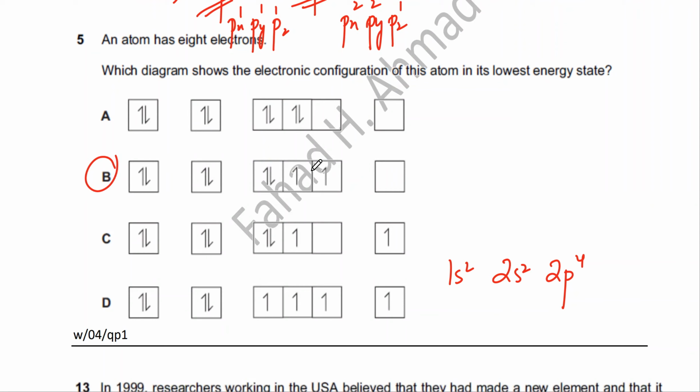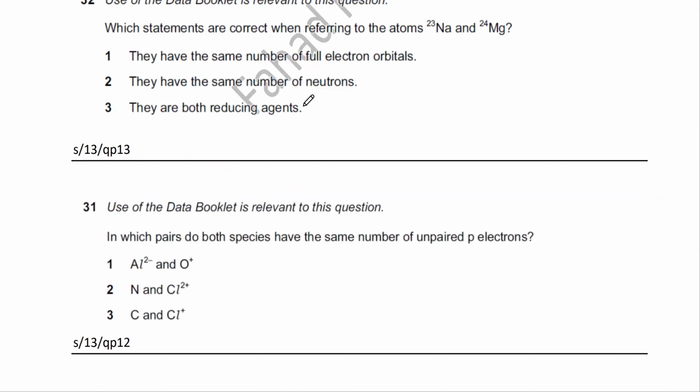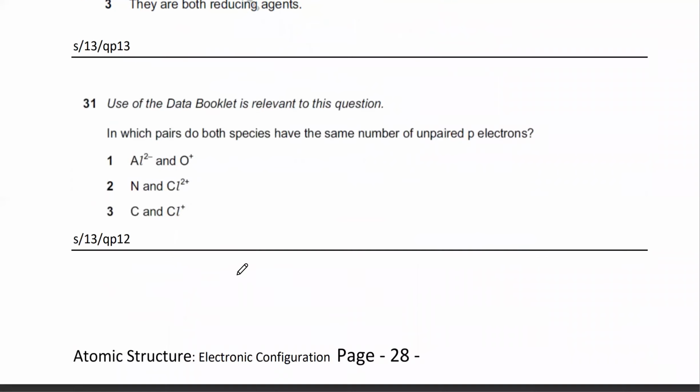So most of the questions are pretty much the same. Remember, they just talk a lot about these unpaired p electrons, etc. So make sure you know when a p is unpaired and so on. I'll just do this last one. It's a very similar question we did earlier as well.